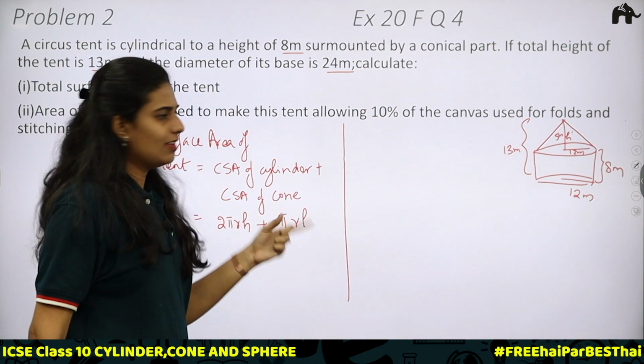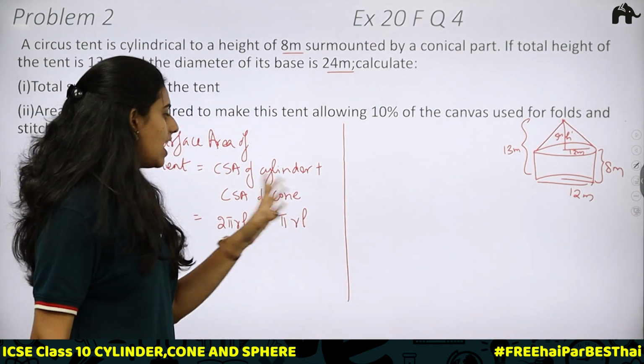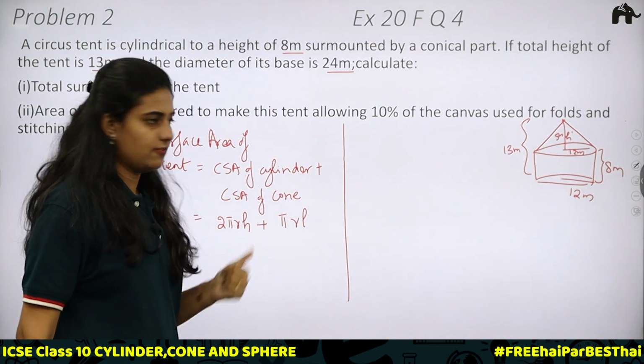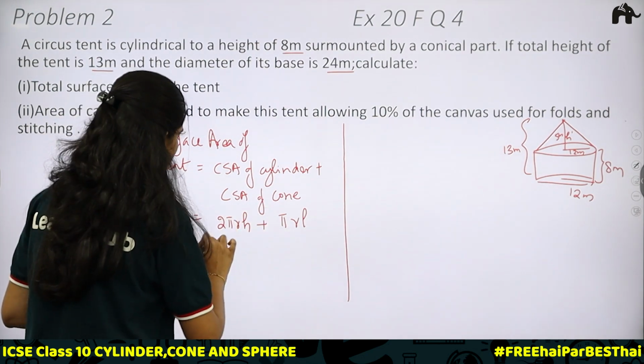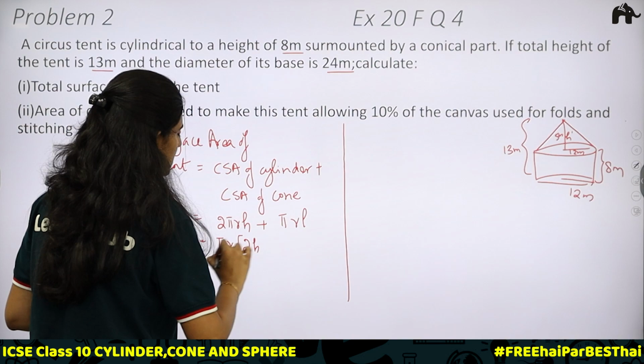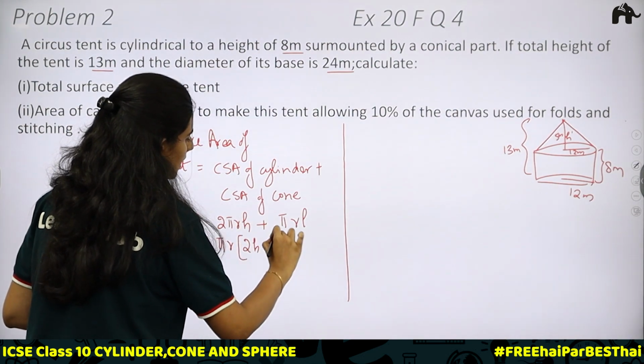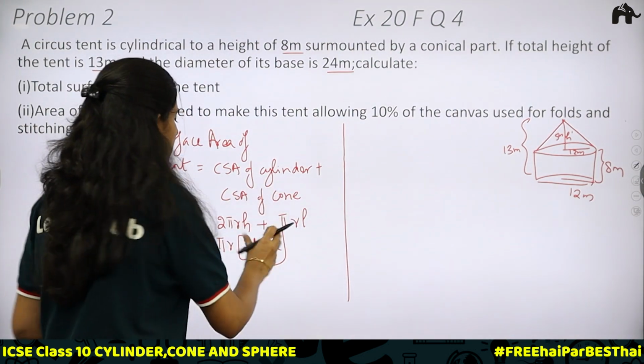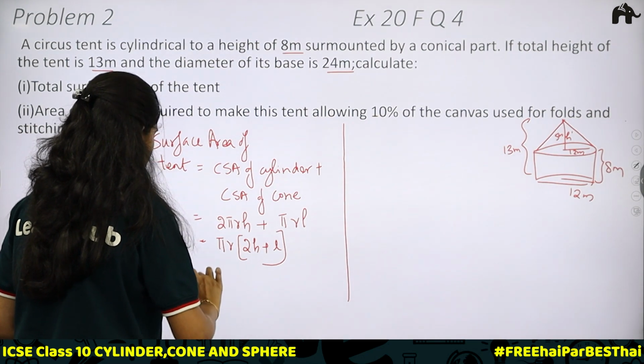Pi r L. What is this L? L is the slant height. So we need to find the slant height first. Now this can be written as pi r into 2h plus L. Let us find the slant height.